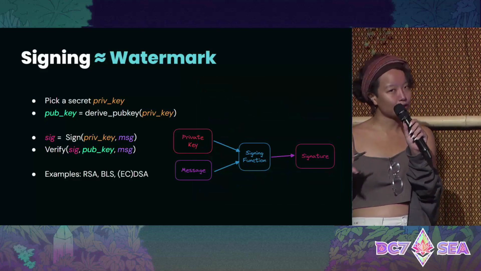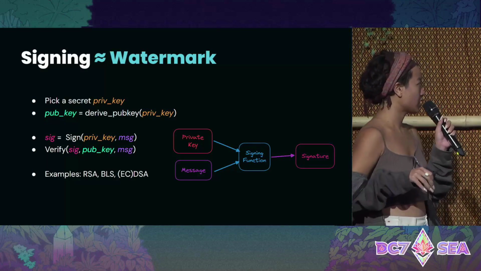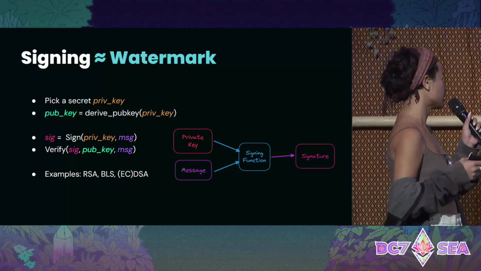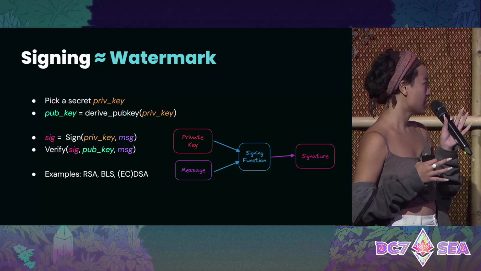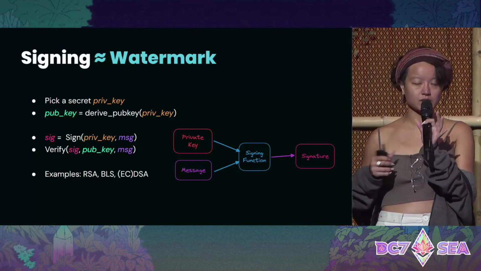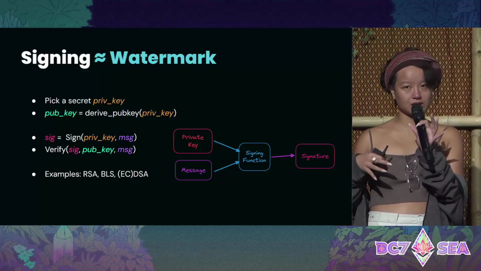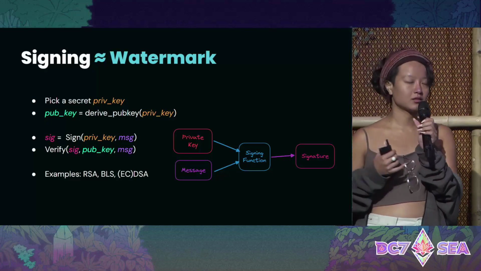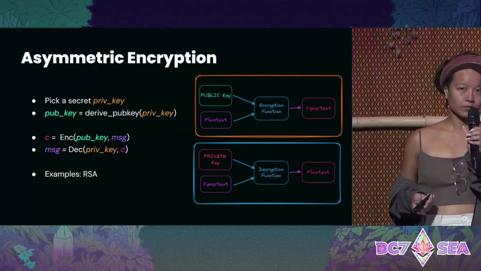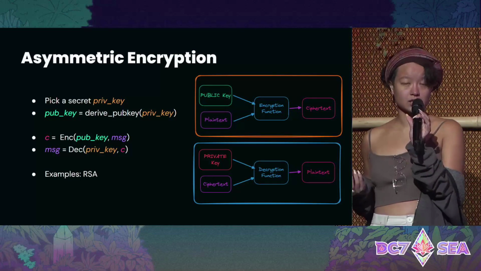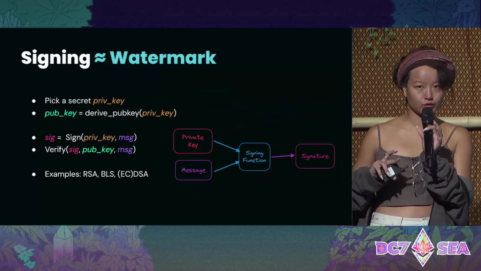So a very closely related primitive in public key cryptography is signatures. And you can think of a signature as a sort of watermark. So the API here changes slightly. In this case, we're using a private key to sign a message and using the public key to verify that it was indeed signed by who we expected. So it's really interesting. For example, the same crypto system RSA can be used for both encryption and signing, and it just involves flipping actually which key you use.